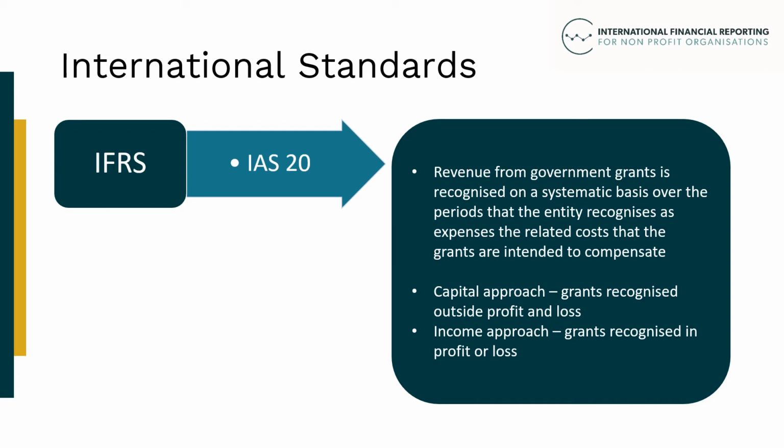IAS 20 permits two approaches: the capital approach, where grants are deducted from the carrying amount of the asset, and the income approach, where grant revenues are initially deferred and then recognized as revenue to match the related expenses. Where the entity has no future related costs related to the government grant, the revenue is recognized in profit or loss of the period in which it becomes receivable. IAS 20 only addresses government grants and not other types of non-exchange transaction.